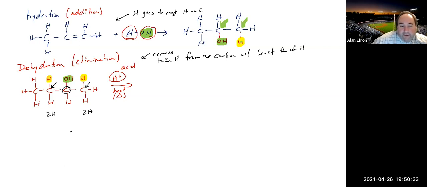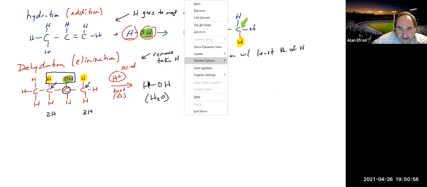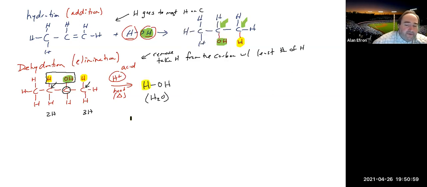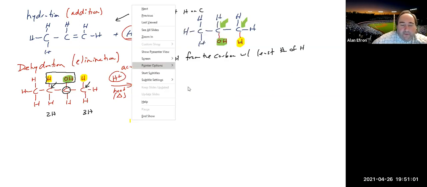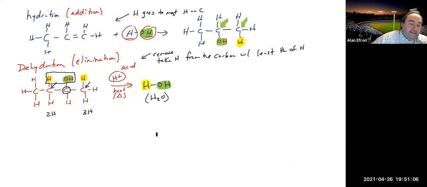which means the one that we're actually going to take is the one from the carbon with the least number of hydrogens, which means we're going to remove both of those things off. And you can see in the box, that is basically where our water comes from, our H2O in this dehydration. And again, we're going to take the H from the guy on the left with the least number of hydrogens originally, and we're going to take our OH from obviously the carbon that has the OH.